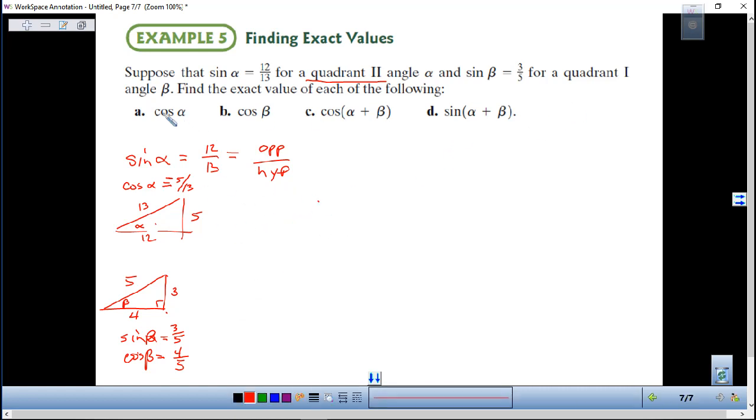Alright, so now we know what cosine alpha is, found it. So let's go ahead and write it down. A, cosine alpha, negative 5 over 13. If you don't put the negative, it is wrong. B, cosine beta, 4 over 5. Alright, C, we're looking for cosine alpha plus beta.